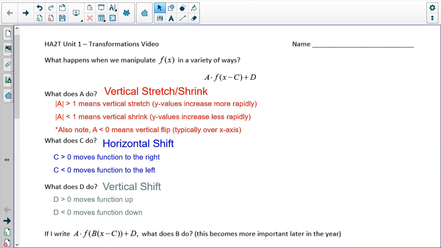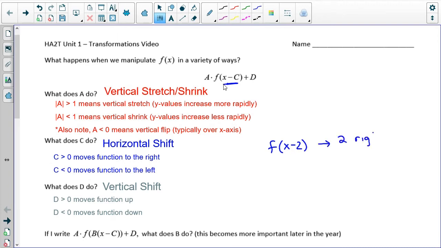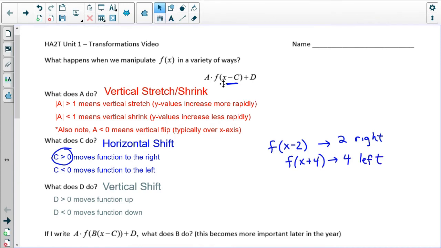C is a horizontal shift, and D is a vertical shift. So they move functions right, left, up, or down, respectively. Now, one more time, I want to point out that in this case, we have f of x minus c. So for example, if I have f of x minus 2, this actually means I'm moving 2 to the right. So that means c is positive in this particular case. If I have f of x plus 4, that means I'm moving 4 to the left, because a negative c value would make x minus c look like it's x plus 4 in that case.